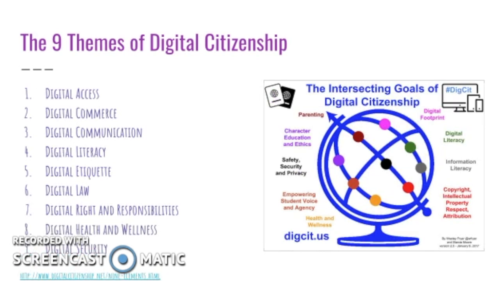The 9 themes of digital citizenship. The first one is digital access. This is a full electronic participation in society. As a society, we have to make sure everyone has the opportunity to have access to the digital world. Not everyone can afford access, but they still need to have the option open. We have to make it fair and even between everybody.